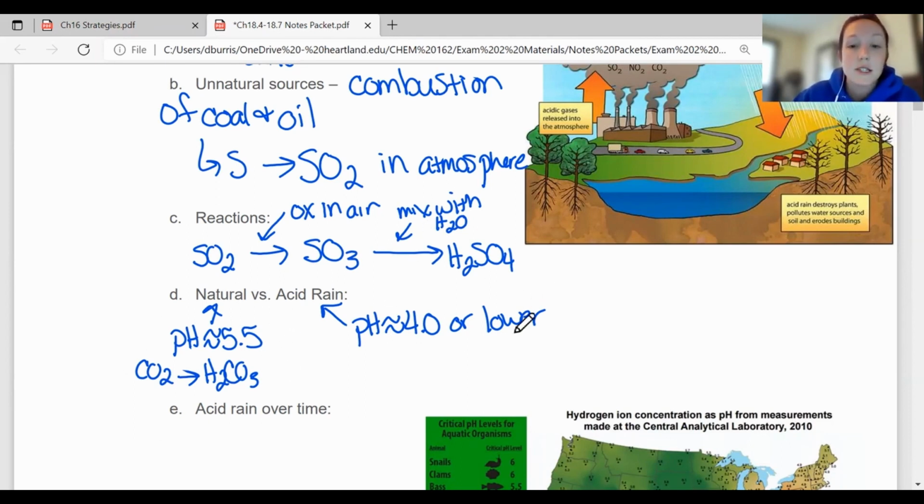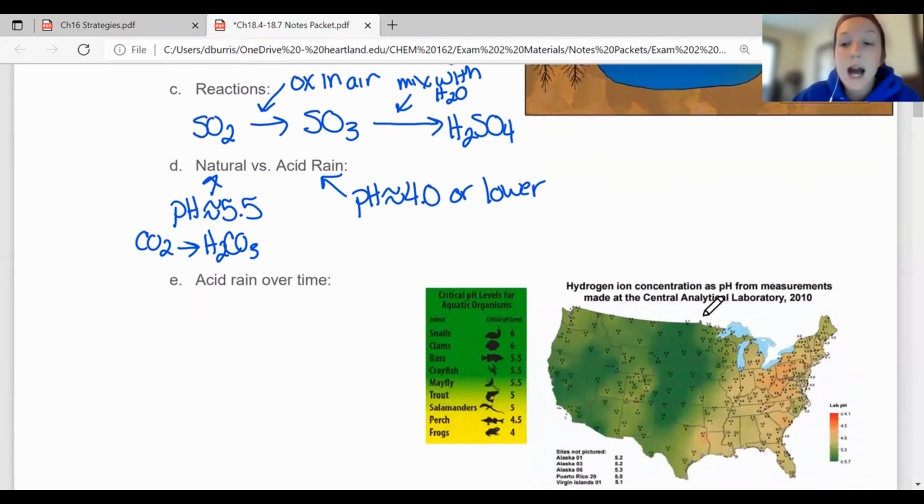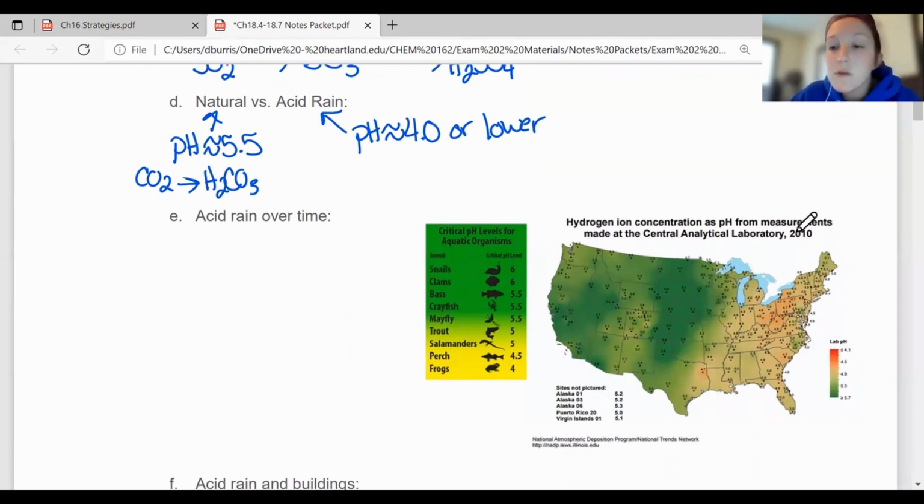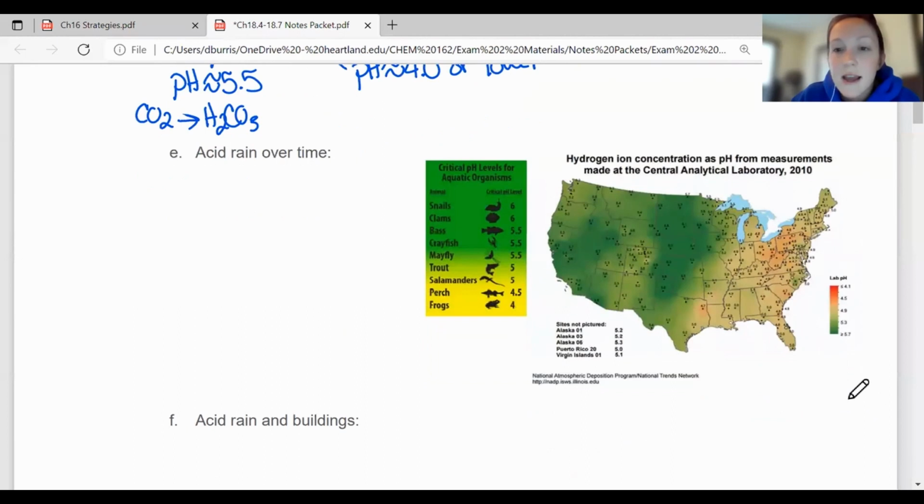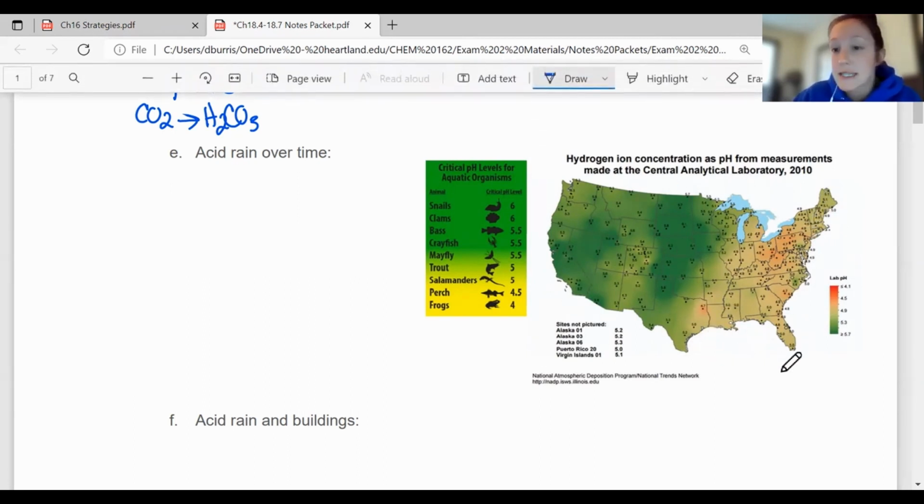So natural rain versus acid rain. Over time, of course, this affects the groundwater and the lakes and rivers and things like that. This one's from 2010. This was actually the most recent map like this that I could find. You might not be able to see it very well if you printed it in black and white, but it's been a very common and consistent trend that the east side of the US is a lot more acidic than the west side, and that's just because of population density, right?